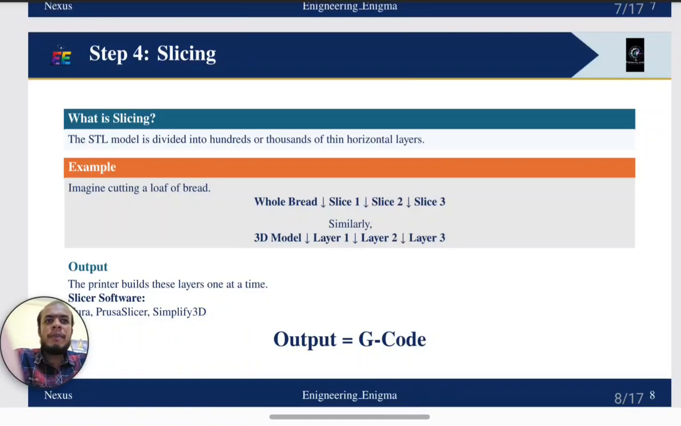Now let me give a better example. Think about a movie. When we watch a movie, it appears continuous, right? But actually it consists of thousands of individual frames. Movies equal frames, whereas a 3D print equals layers. So the printer cannot print the whole object at once. For example, if there are 1,000 triangles, it will take 100 triangles at a time from the STL file. It prints one layer at a time.